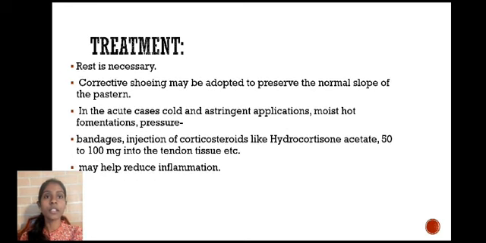Moving on to the treatment, rest is necessary. Corrective shoeing may be adopted to preserve the normal slope of the pastern. In the acute cases, cold and astringent applications, moist hot fomentations, pressure bandages, injection of corticosteroids, usually like hydrocortisone acetate, a dose of 50 to 100 mg into the tendon tissue, etc., may help to reduce the inflammation.